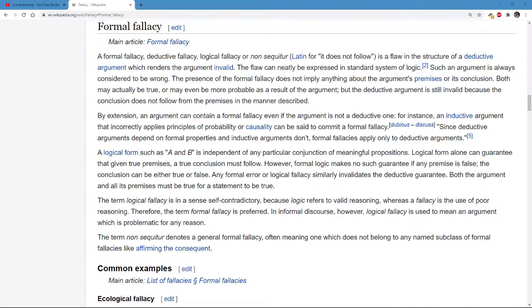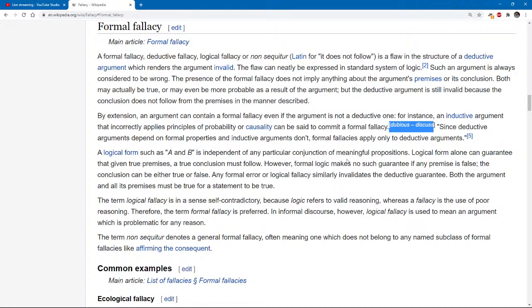By extension, an argument can contain a formal fallacy even if the argument is not a deductive one. For instance, an inductive argument that incorrectly applies principles of probability or causality can be said to commit a formal fallacy. Now, this says dubious, discuss in the Wikipedia. Since deductive arguments depend on formal properties and inductive arguments do not, formal fallacies apply only to deductive arguments. That's another school of thought.